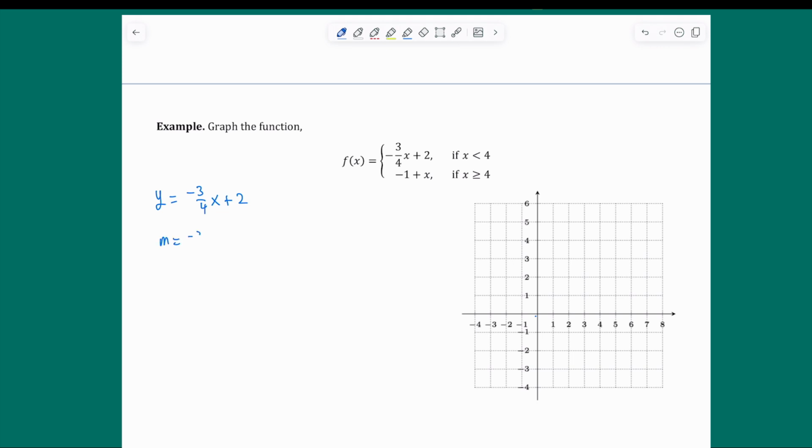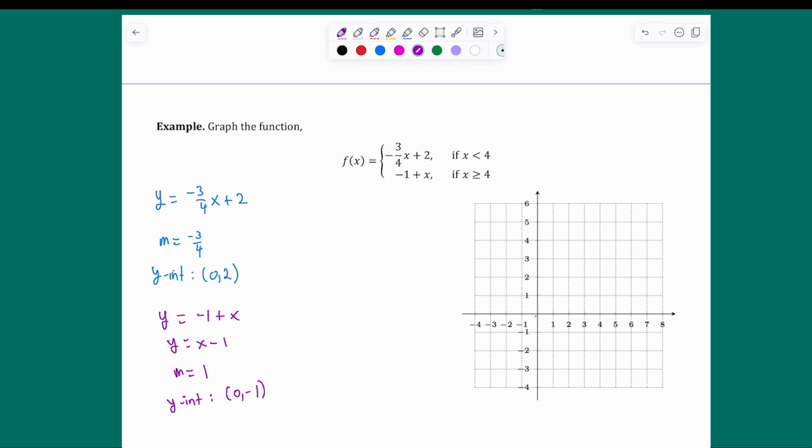So we know it has a slope of -3/4 and a y-intercept of (0, 2). All right, the other line is y equals -1 plus x. Now, it doesn't have to be lines, but I'm going to take advantage that there are lines. I might want to think of this line as y equals x minus 1 instead of the other way around. So I could easily recognize the slope as 1 and a y-intercept of (0, -1). Okay, so let's go ahead and plot each one of those.